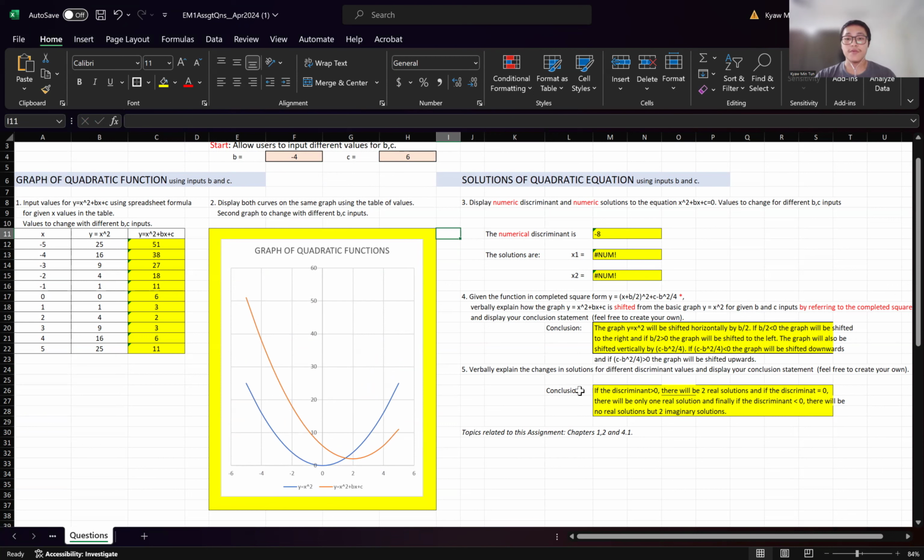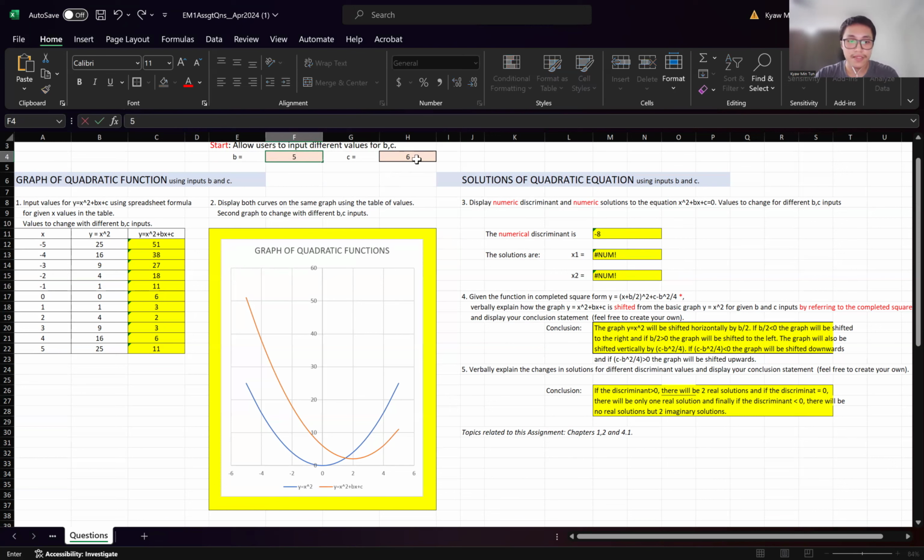And for the fifth question, if the discriminant is greater than 0, then there will be 2 real solutions. If the discriminant is equal to 0, then there will be only 1 real solution. And if the discriminant is less than 0, then there will be no real solution, but 2 imaginary solutions. Let me show you an example in here.